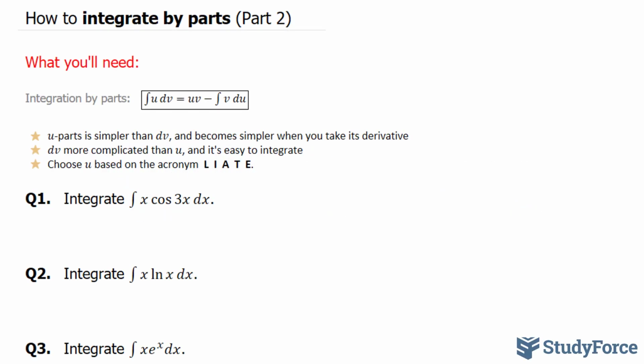In part 2 of this lesson, we have the following three examples. In question number 1, they want us to integrate x times cosine 3x dx. To do all three of these examples, we need to use integration by parts.